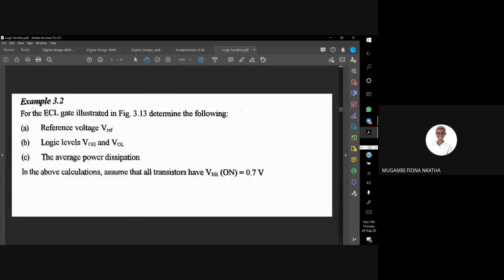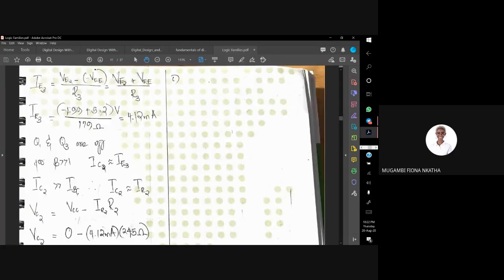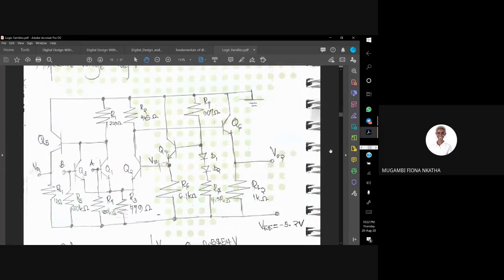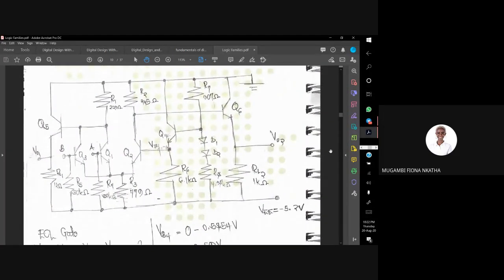Now we're going to look at an ECL. Is there any question to do with TTL and finding the RC? Okay, so for the ECL, it's usually preferred because the transistors do not go into saturation, if I'm not wrong.